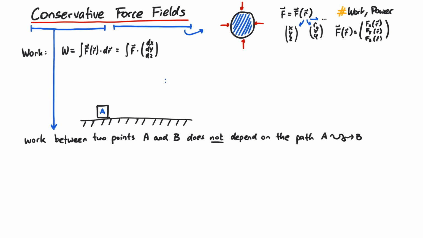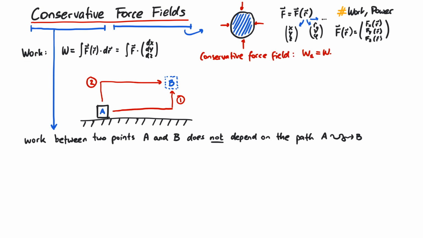So if this is A and here is B, then we can go via two paths. First right, then up, or second up, then right. If the force field is conservative, this does not matter. We would get the same result. In other words, the difference between the work along path 1 and the work along path 2 should be 0, since they are the same.